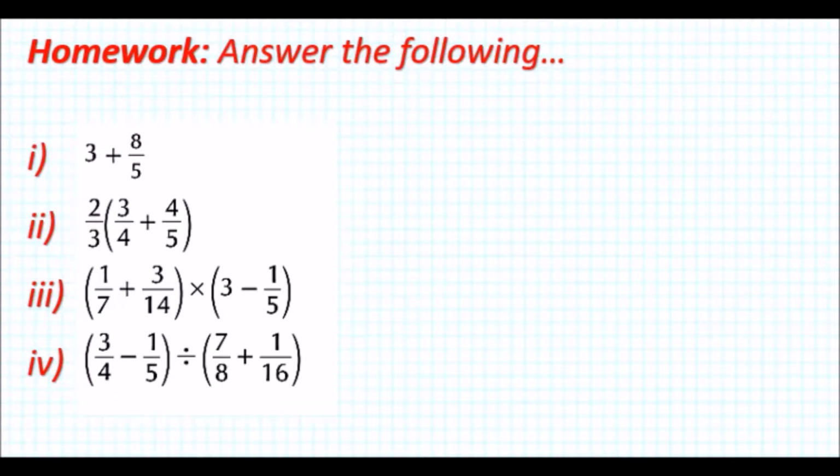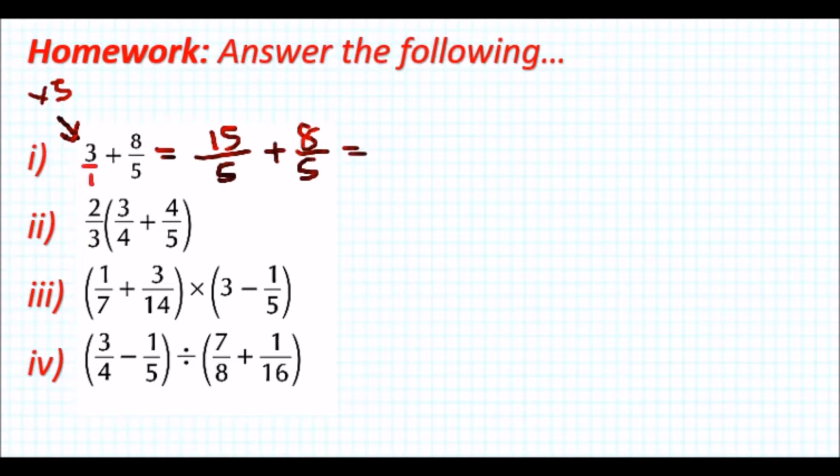Let's start with part I. We're given 3 plus 8 over 5. When we're doing a whole number plus a fraction, we can always rewrite the whole number as 3 over 1. It's always a whole number over 1. Because we're adding fractions, we need to make sure that the denominators are the same. All we need to do to the first fraction is multiply it up and down by 5, so just scale it by 5 times. That's going to give us 15 over 5. Now we can add it to 8 over 5, and this is easy. 15 plus 8 will give us 23 over 5.